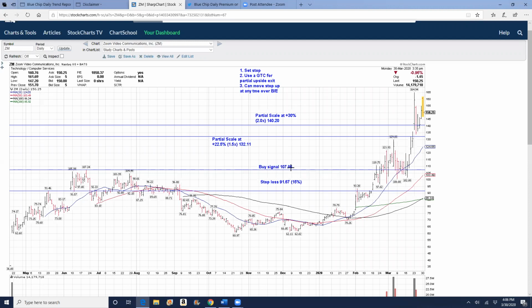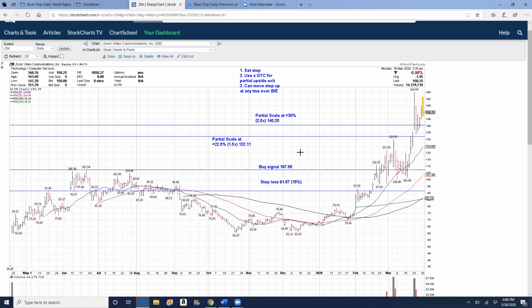So in this case, entry point, stop loss on the downside, partial scale could be up here, partial scale could be up there. The variables can be anything that the trader wants them to be. But the bottom line concept is that it's possible to get into a trade, set a stop loss on the downside, set a partial scale order on the upside, and then the trade just goes to work.